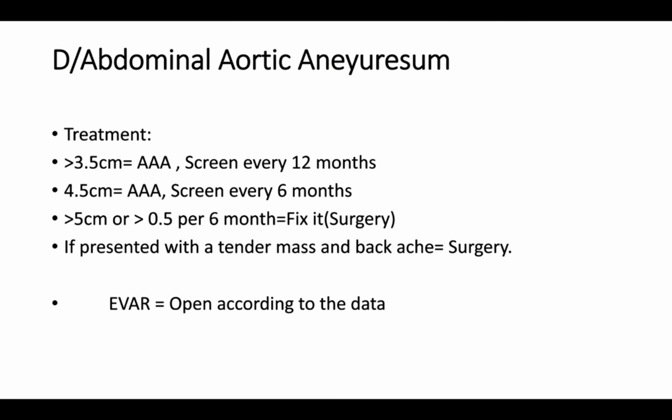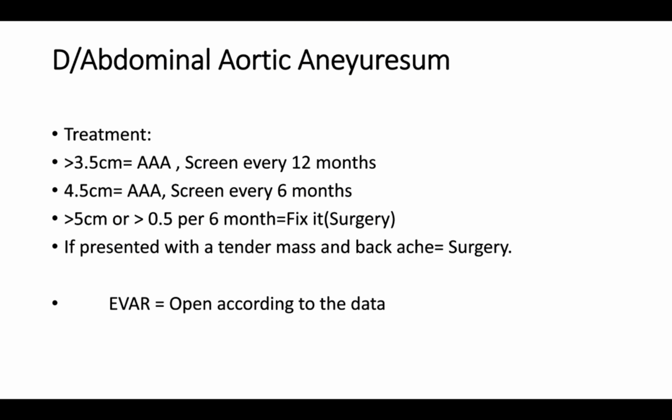In this case, you screen every 12 months. If it's 4.5 centimeters and less than 5, that's AAA, but you screen every 6 months. If it's more than 5 centimeters or the rate of growth was more than 0.5 per 6 months, then you treat it surgically. If presented with a tender mass and backache, then the treatment is surgery. There's no surveillance here. Why? Because it's symptomatic. So symptomatic abdominal aortic aneurysm, treatment surgically.